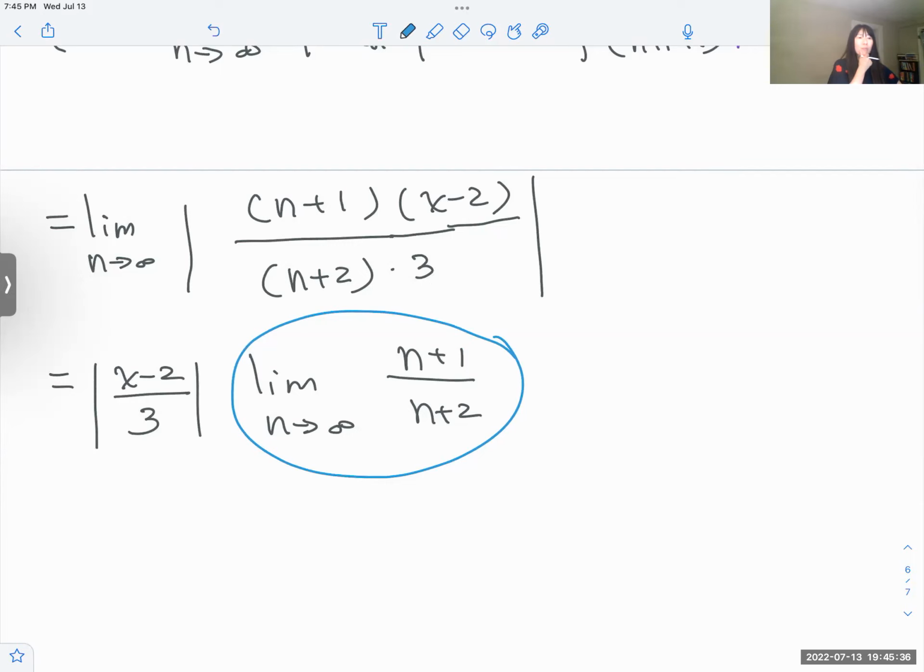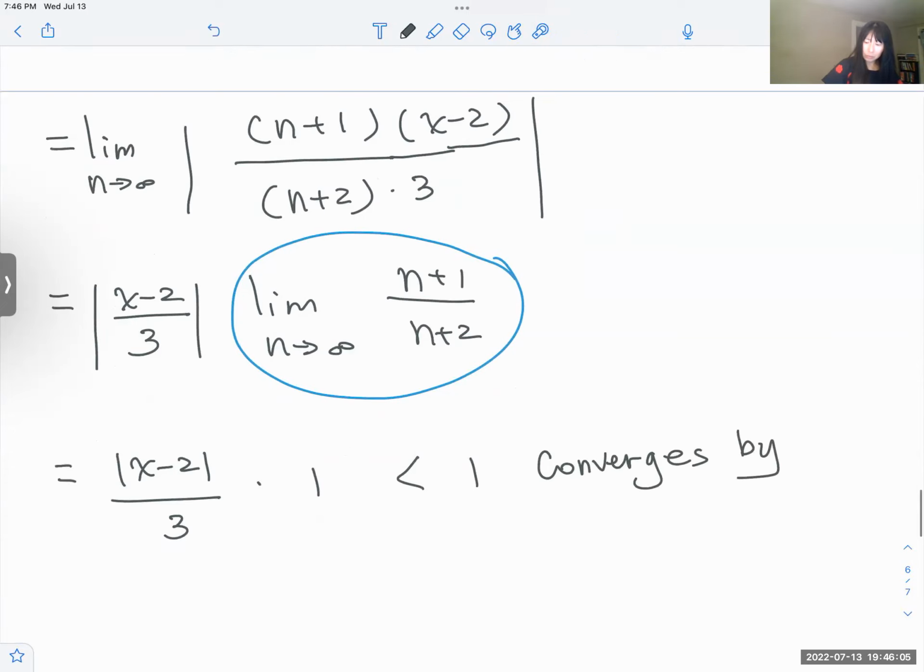Is it just the limit? Is it just 1? It's a 1, right? So we have a 1 there. Since the 3 is positive, let's do that over 3. Now it's a 1, but it's easier to say it converges, right? So we get the limit less than 1, which converges by the ratio test.